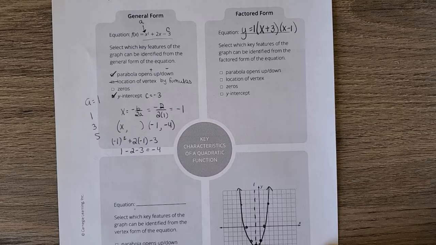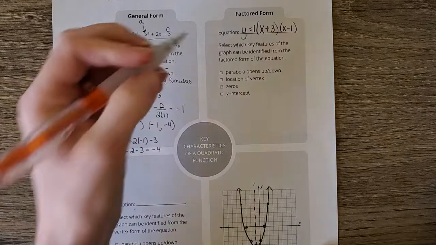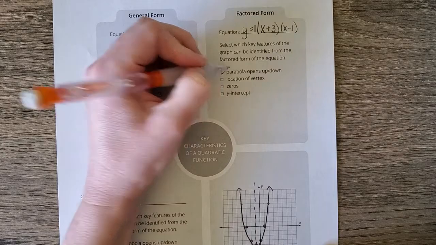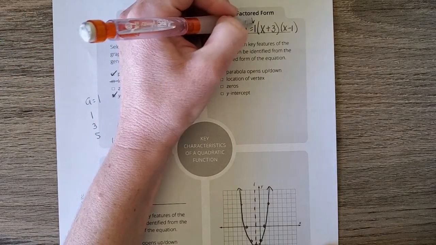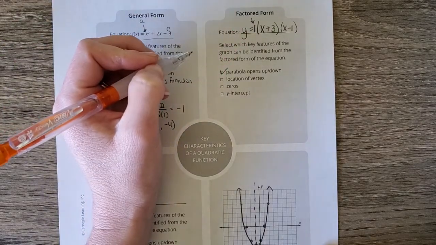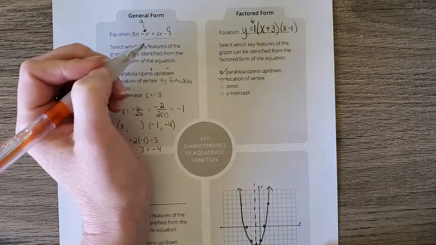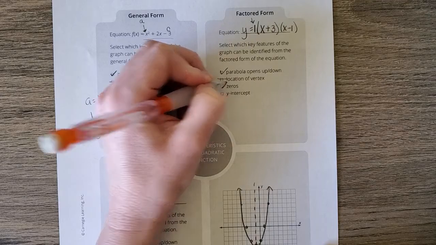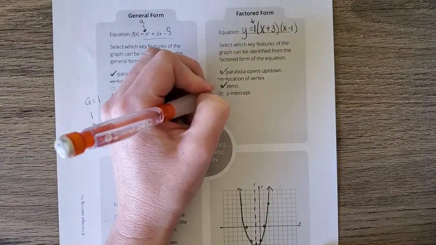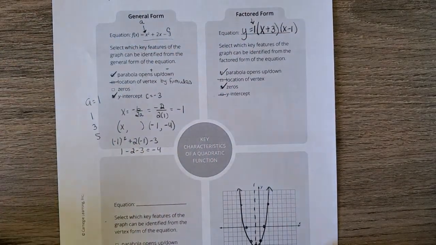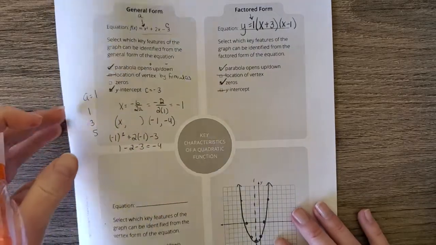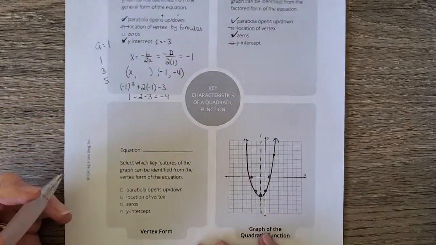From that equation, what can we identify? Can we identify whether it opens up or down? Yes, because the a value tells us that. Can we find the location of the vertex? Not directly. Okay, can we find the zeros? Yes. Factored form tells us the zeros. Can we find the y-intercept? Not directly.